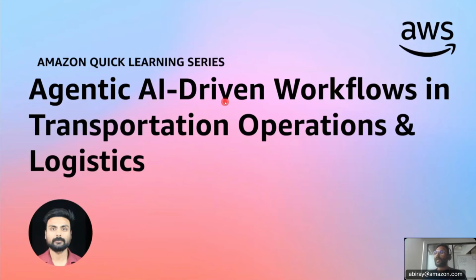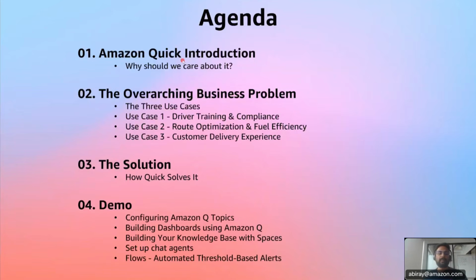Let's quickly look at today's agenda. We will start with topic 1, which is just a general introduction about Amazon Quick. What even is Amazon Quick and why should we even care? In topic 2, we will go over the business problem that our fictional transportation company is facing. We'll go over these 3 use cases that the company needs to solve. Topic 3 is about the solution. We will learn how the fictional company actually solved their business problem using Amazon Quick.